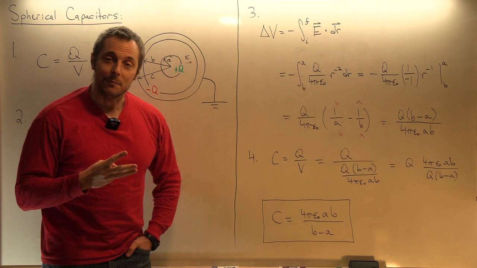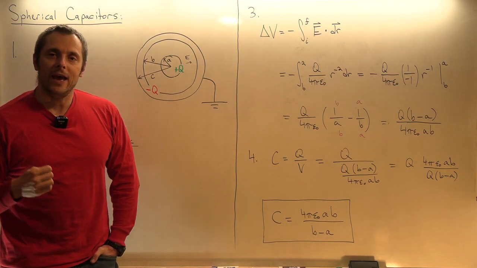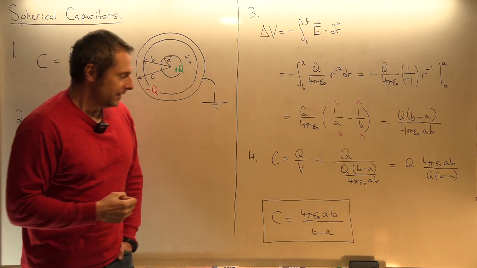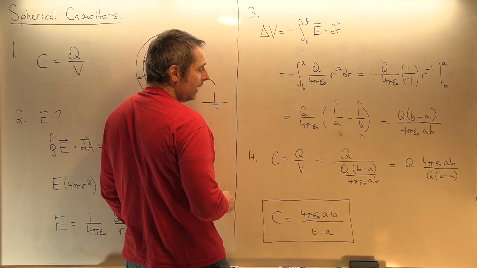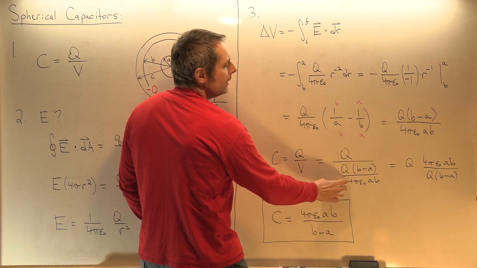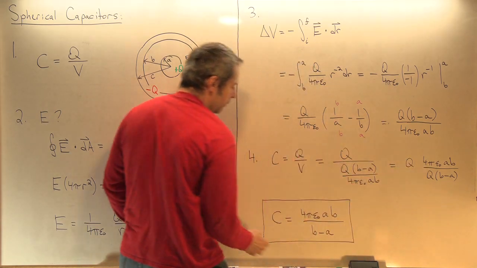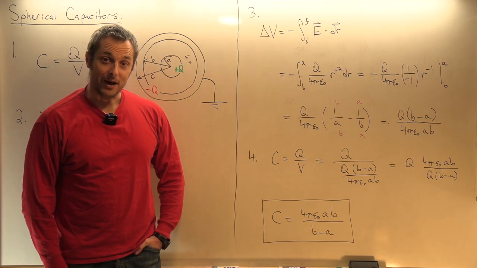So that was the third step. Finally, we plug it into C equals Q over V, and we get our expression. So here's the voltage plugged in that I got. And then I could flip this fraction up to the numerator by turning it over, which I did over there. You see the Q's go away, and there's my expression for the capacitance of a spherical capacitor.